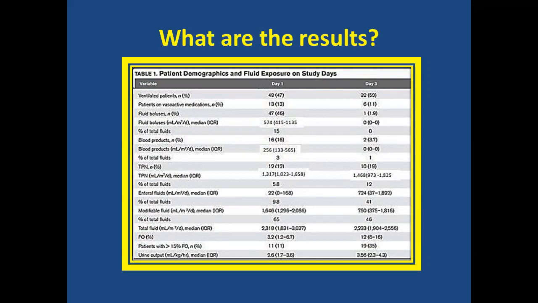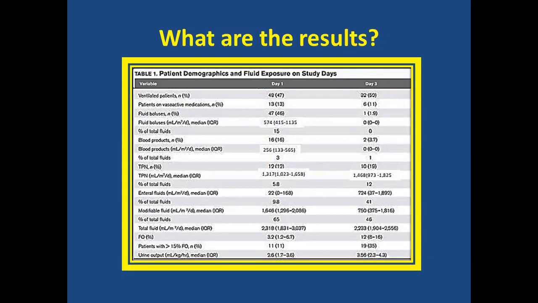For the TPN, 12 patients received TPN in day 1 and 10 in day 3, with a median amount in day 1 of 1,317 ml per body surface area or 49 ml per kg, while in day 3 it was 1,468 ml per body surface area or 57.9 ml per kg. For the enteral feeds, the median amount of enteral feeds in day 1 was 22 ml per body surface area, or around 1 ml per kg, while in day 3 it was 724 ml or 28.8 ml per kg.